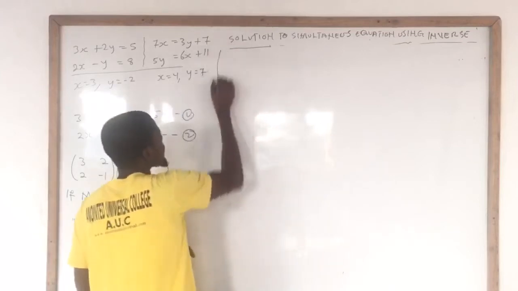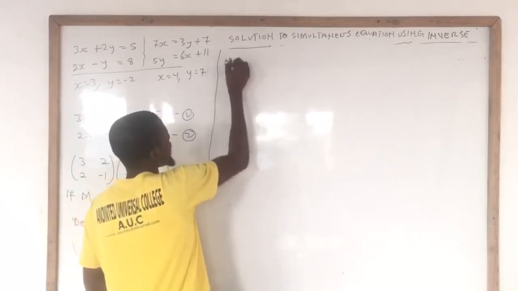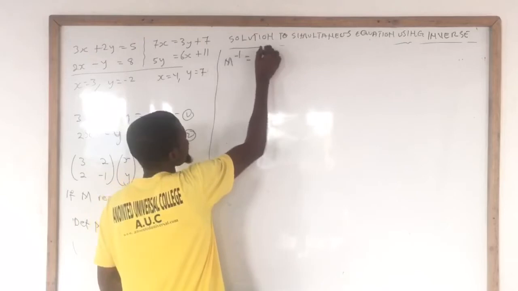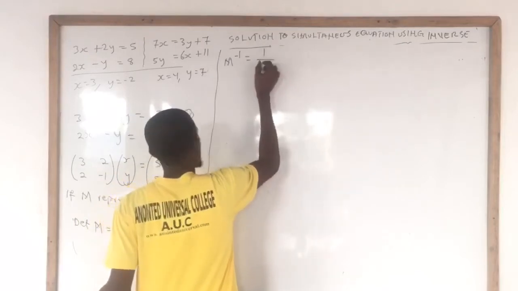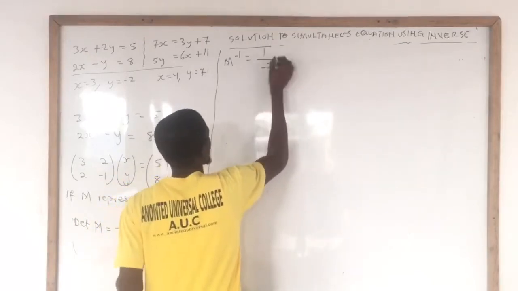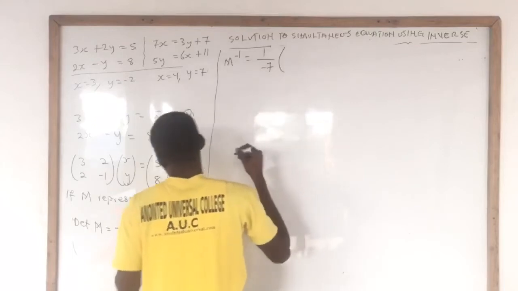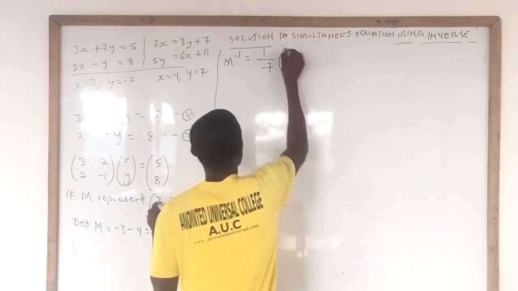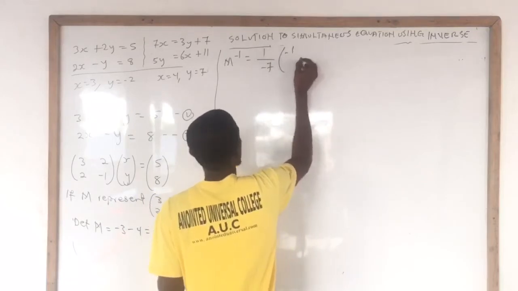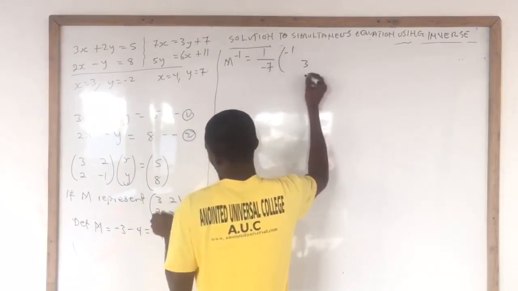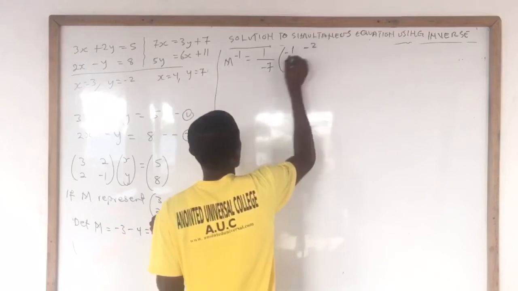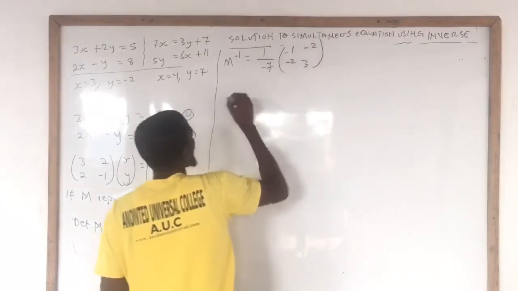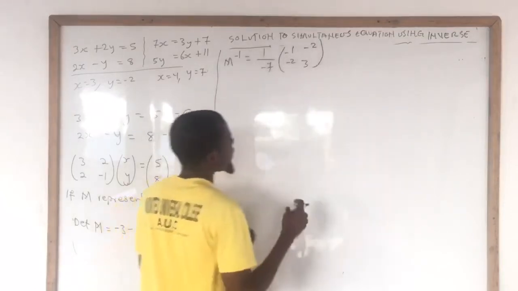So now M inverse is going to give me 1 over the determinant of M, that is negative 7, times the adjoint of M. But you know, for the adjoint we interchange the leading diagonal, so negative 1 comes here, and then 3 goes there. Then we negate these, so negative 2, negative 2.